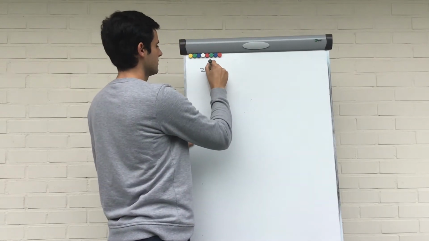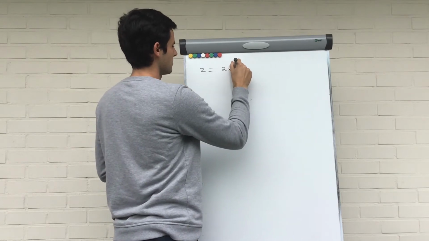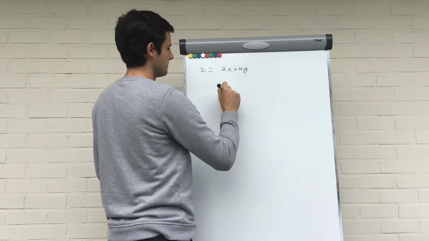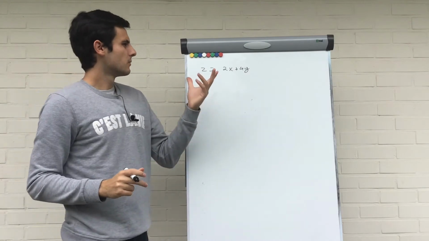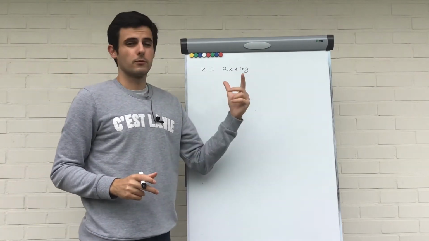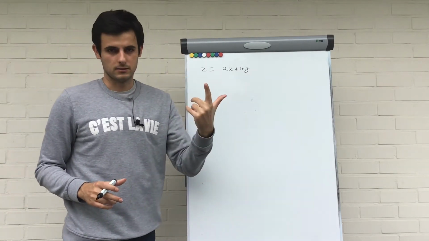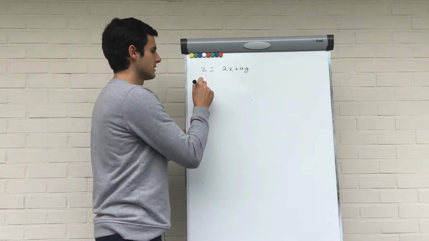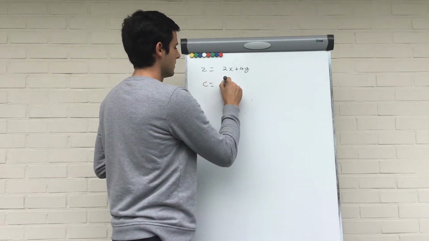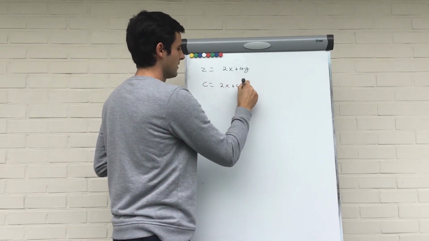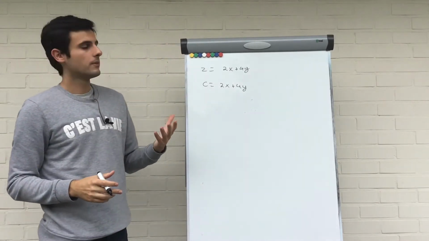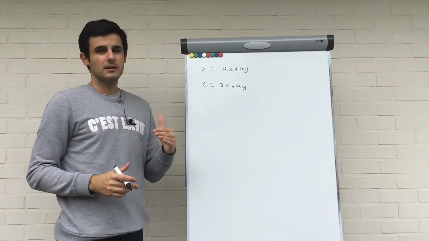Suppose we have z is equal to 2x plus 4y. Now, what do we see? This is of the first grade. Of the first grade, we think of straight lines. So I replace z by c. And then I know I have a straight line. What's the influence of c?